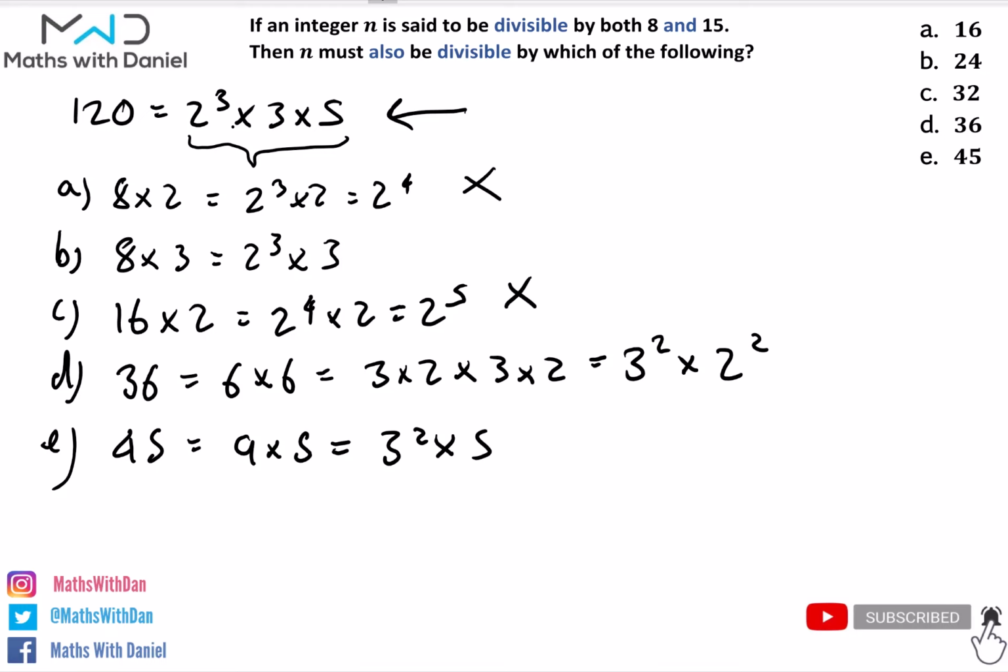That doesn't work. D, we've got 3 squared times 2 squared. There's no 3 squared in the factors, so that definitely doesn't work. We've got E, which is 3 squared times 5. There's no 3 squared there, so that doesn't work. The only one that works is B. So the answer is 24, and you're finished.